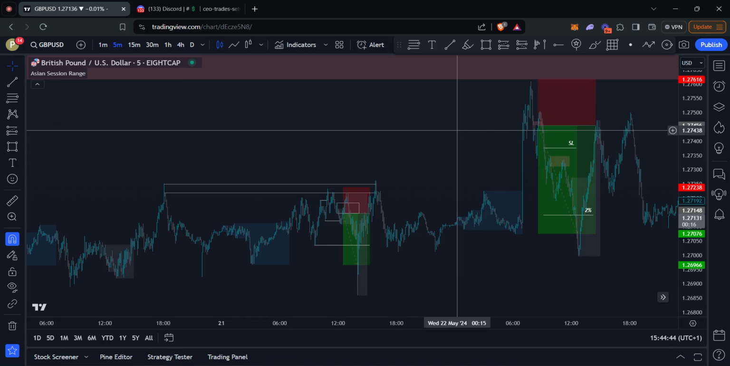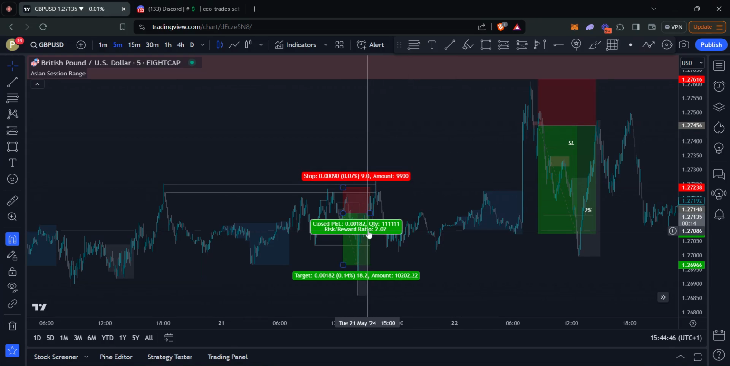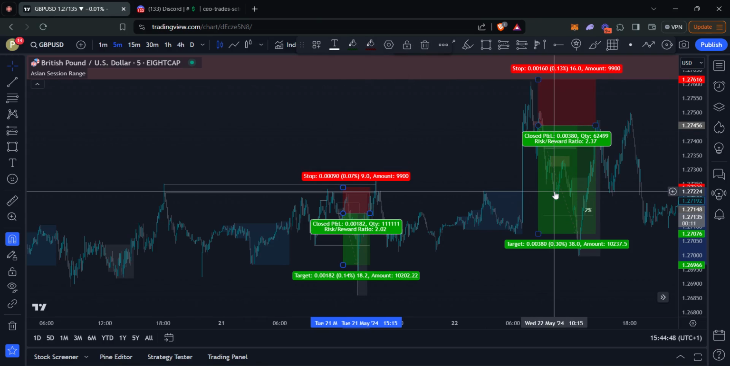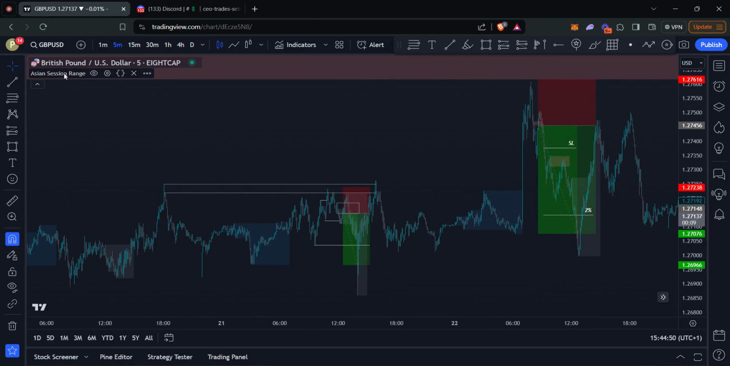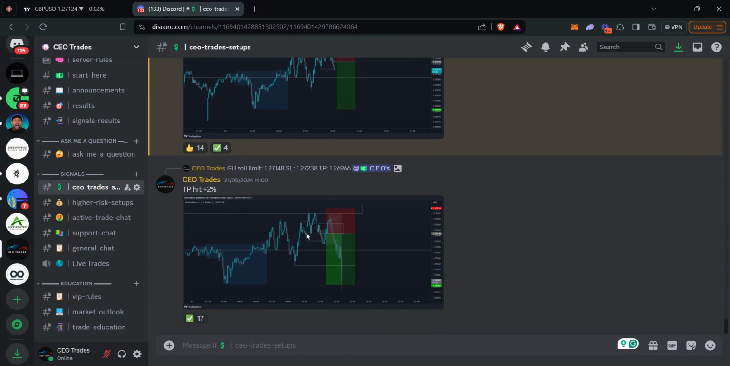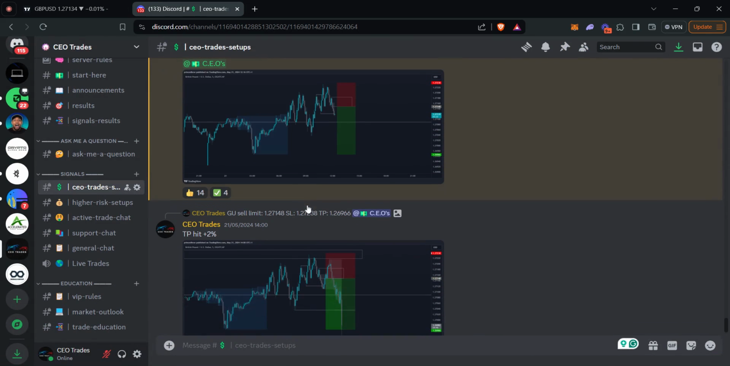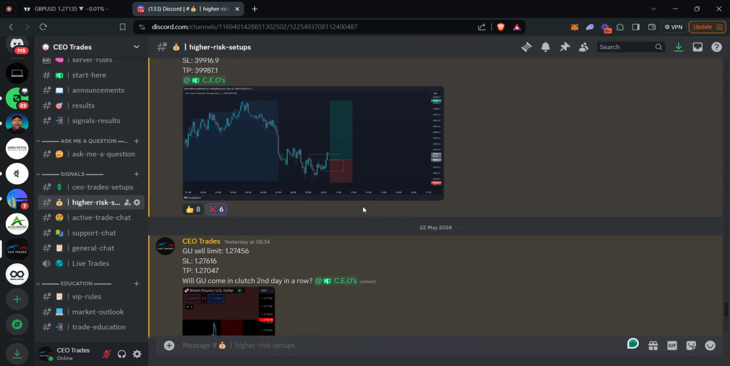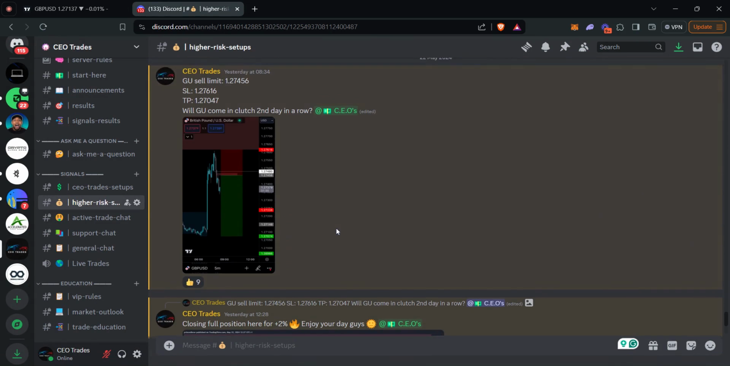And guys, in today's video, I wanted to break down these absolutely beautiful 1 to 2 risk to reward trades that we took on the pound versus the US dollar over the last 2 days, giving us a net total of 4% gain on the account for this week. And as we can see, not only did I take these trades myself, but I also sent them into the Discord for everyone else to take with me.